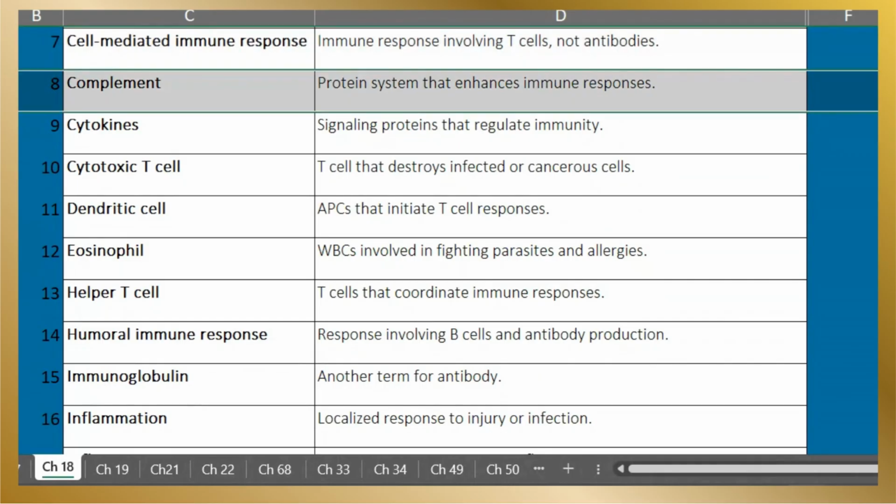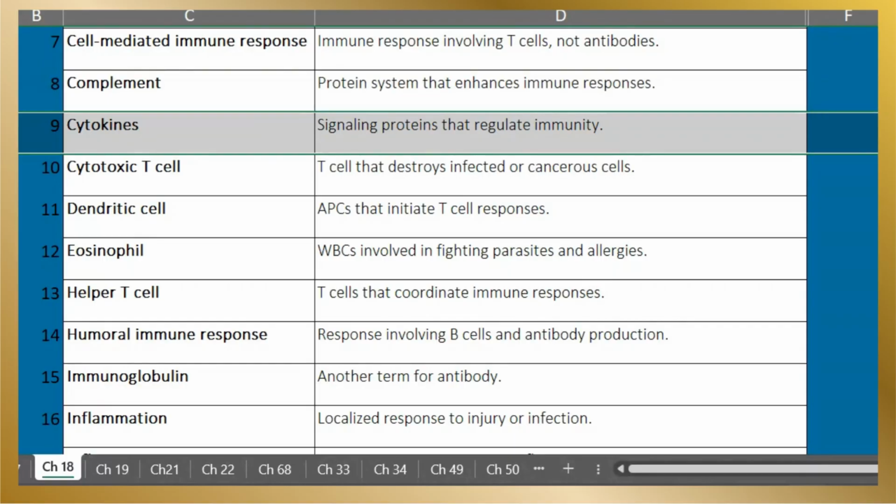Moving down the page, next we have the complement. It's a protein system that enhances the immune response. Complement activation leads to cell lysis of bacteria. You can look at the picture I have in the outline and you'll see those.